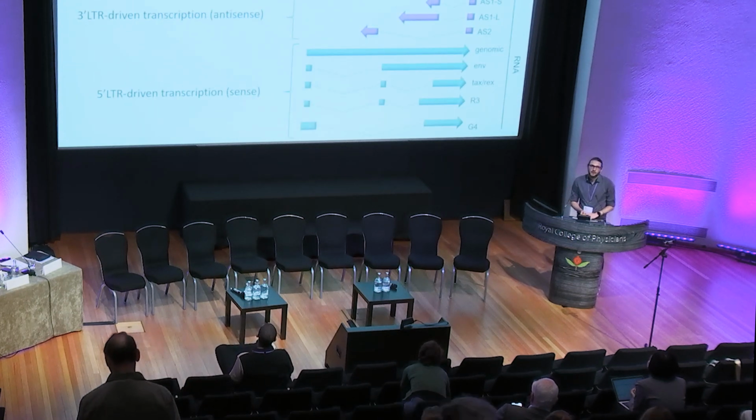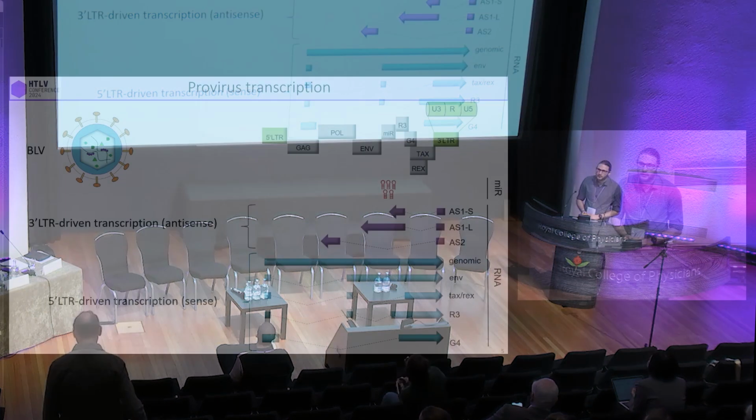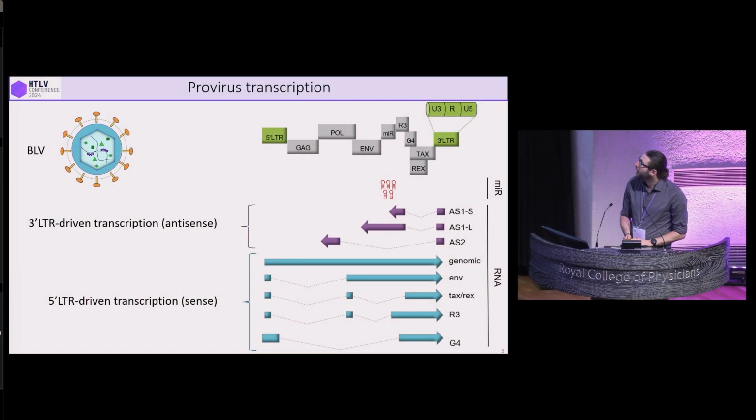So I'm interested in BLV, which is a retrovirus that naturally infects bovines, but also shares a lot of similarities with HTLV-1. As you can see, the genomic structure with the provirus is fairly similar, and importantly, the long terminal repeats, or LTR, are both able to promote sense and antisense transcription. For the bovine leukemia virus, antisense transcription is promoted by the 3' LTR and generates 3 different antisense RNAs: ASS, AS1S, AS1L, and AS2.